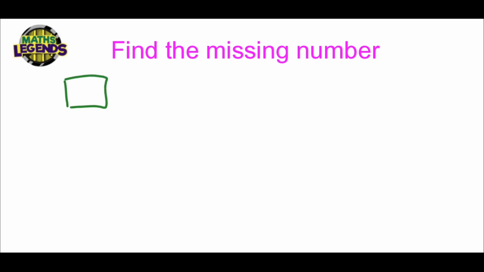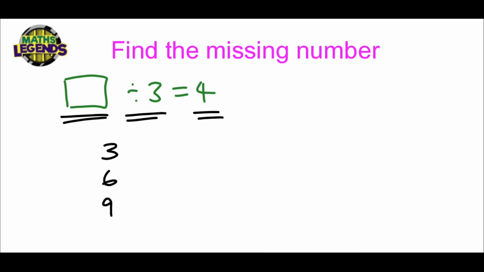Something, an unknown, divided by 3 is equal to 4. So here, we start with something, we share it out between 3 people, say, and each one gets 4 of those items. So we know that we need to look at our 3 times tables up to 4. So 3, 6, 9, 12.